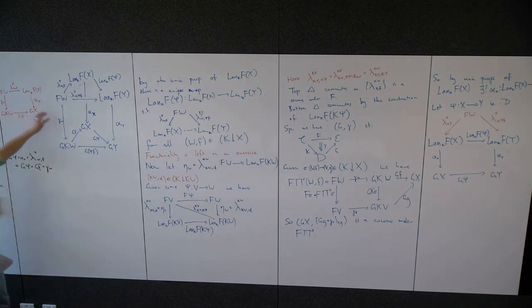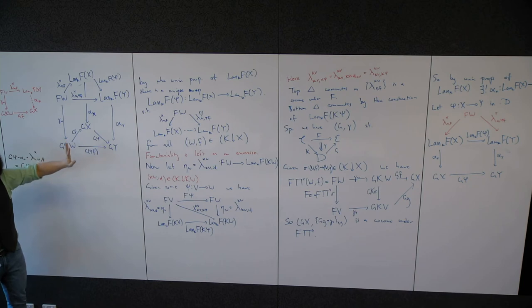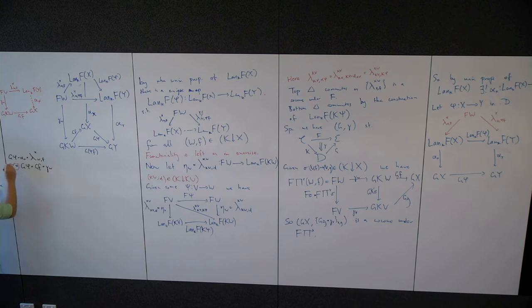And so this is actually that back square. And so that's how this commutes. So this commutes via this. All right, and then this is equal to, okay, well, G's a functor. So I can compose these, G phi F composed with gamma W.